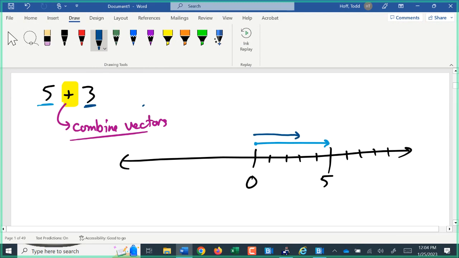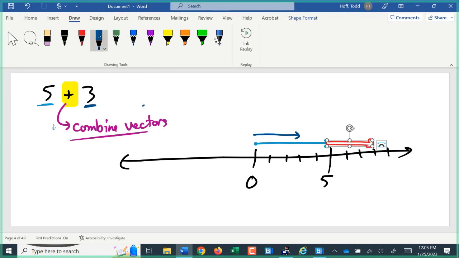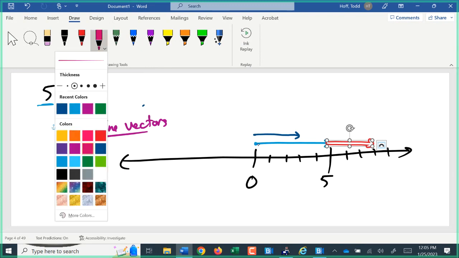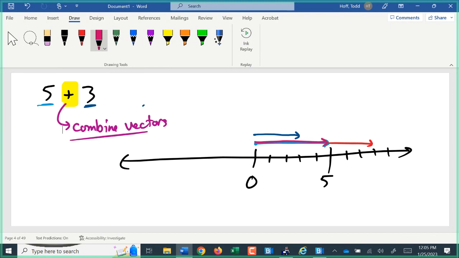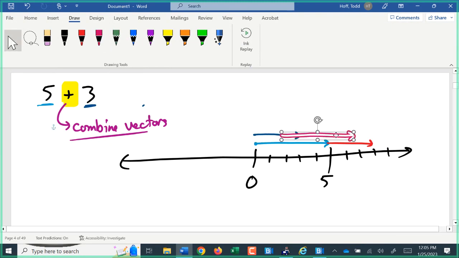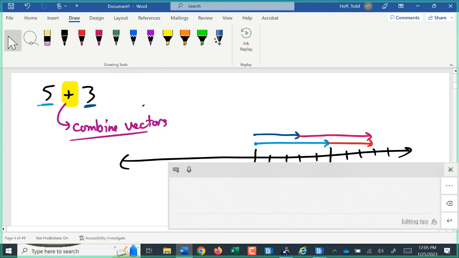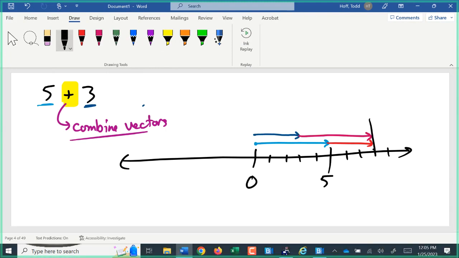And so to combine those vectors, I can either take the 3 and copy it and move it to the end of the 5, or I can take the 5 and copy it and move it to the end of the 3. Either way, I end up with one longer vector, and we can see it ends up at 8. 5 plus 3 is 8. We already knew that. We didn't need the vectors to tell us that.